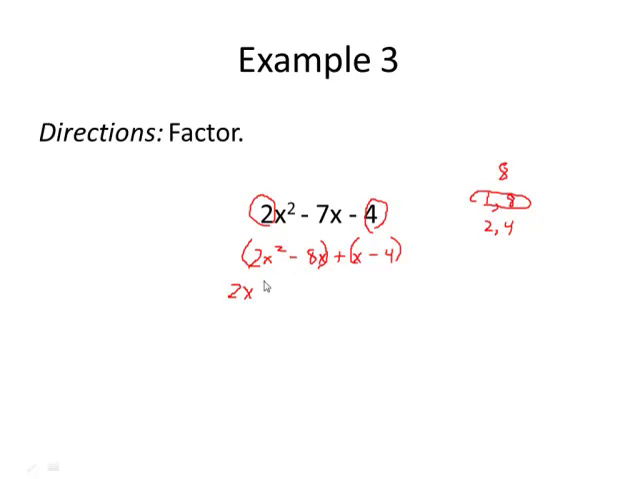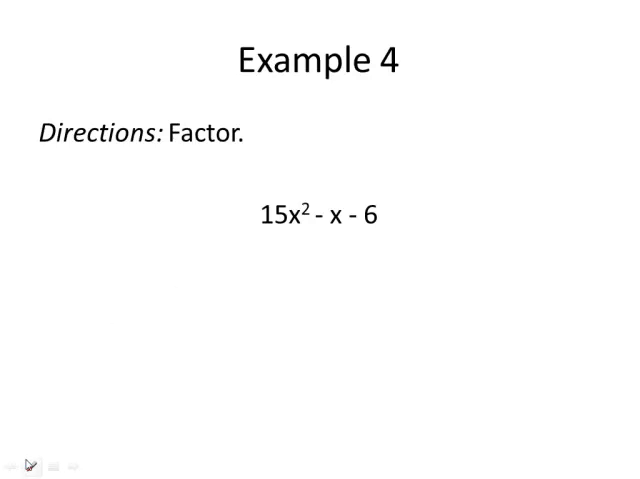So let's take out a 2x here. And here, we don't take anything out, so we'll write a 1. Okay, and so now we'll take the x minus 4 out, and what's left here is 2x plus 1. And that's factored. Okay, now let's look at example 4.